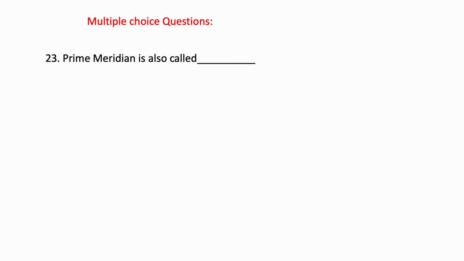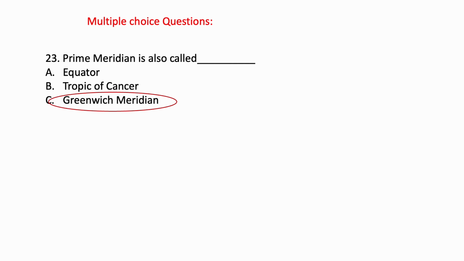Prime meridian is also called dash. Option A, equator. Option B, Tropic of Cancer. Option C, Greenwich meridian. Which is the correct answer? Option C, Greenwich meridian. Prime meridian is also called Greenwich meridian.